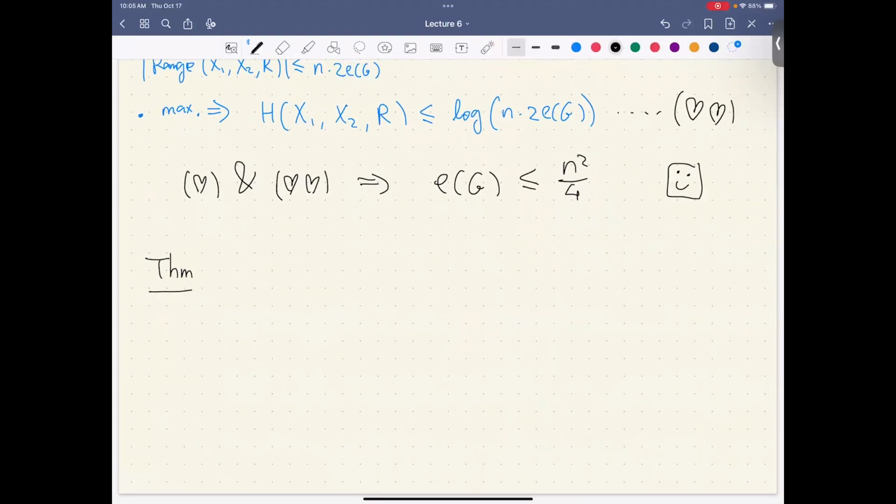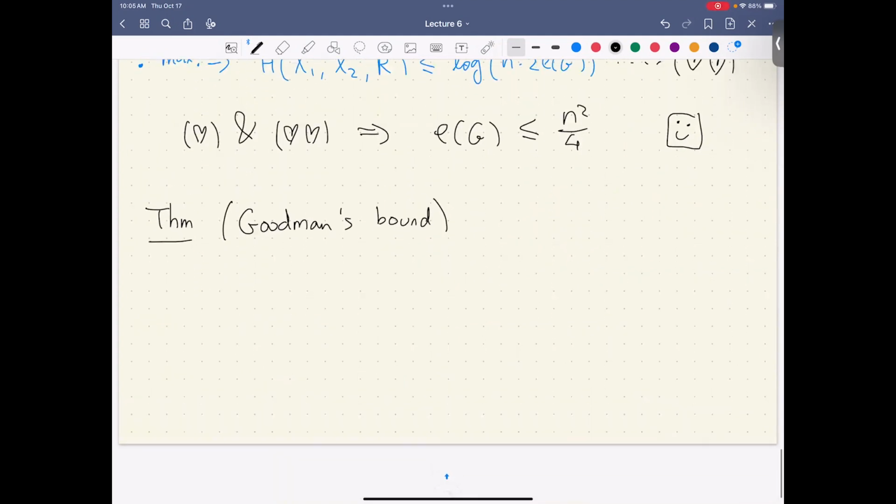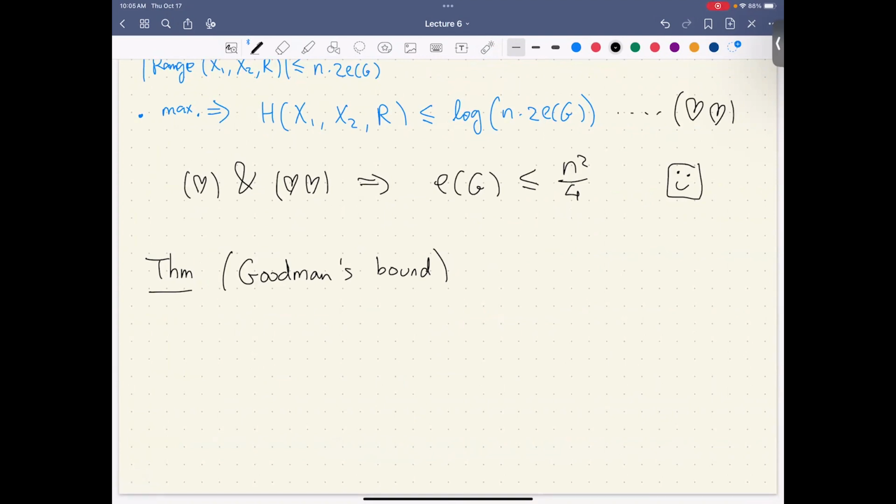Theorem. Goodman's bound is the following: for any graph G, the triangle density rho 3 of G is at least 2 times the edge density of G minus 1, times the edge density of G. Okay? This is Goodman's bound.